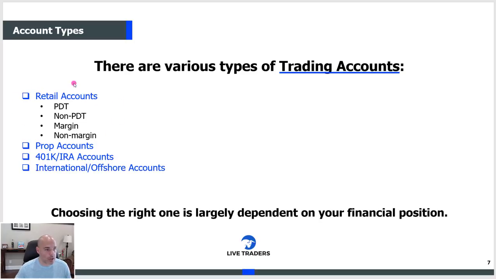The vast majority of you out there are dealing with what we call retail accounts. PDT, which is a pattern day trading account, or a non-pattern day trading account, a margin account, or a non-margin account. So a pattern day trading account, guys, basically means you can take unlimited trades. But in order to do this, you have to have at least minimum $25,000 in your account. So if you have less than $25,000 in your account at any time, you would be a non-PDT account.